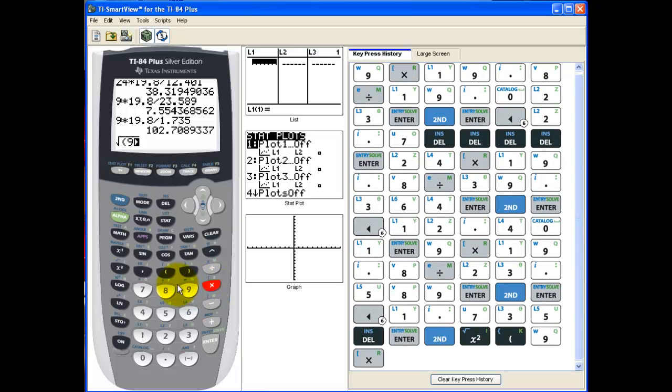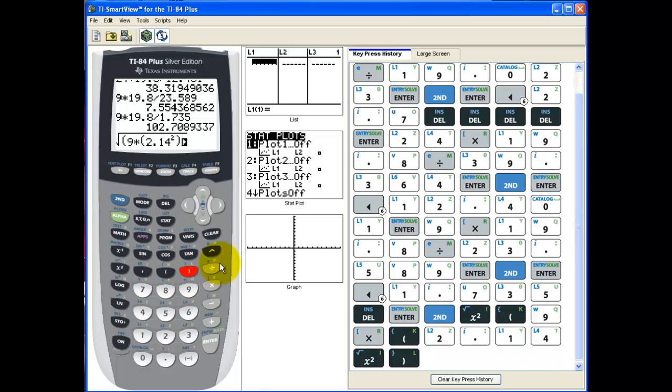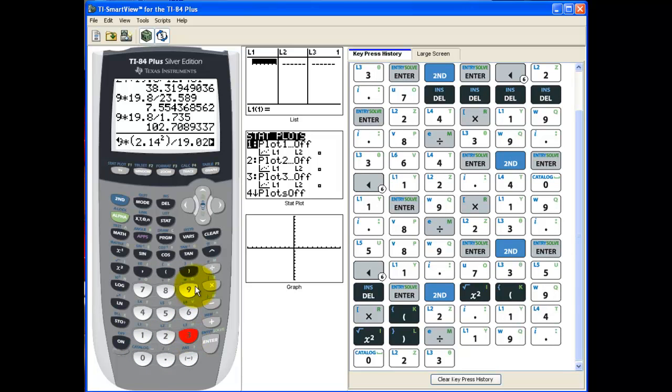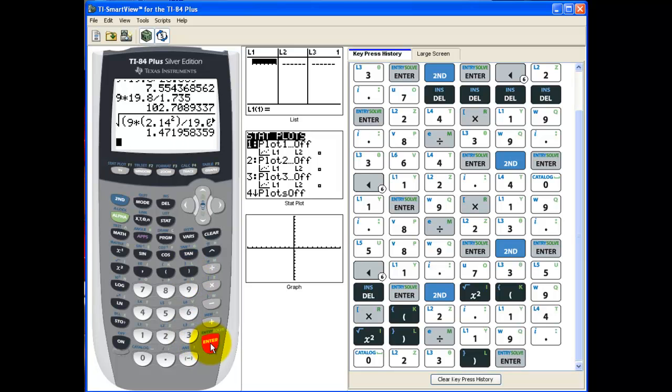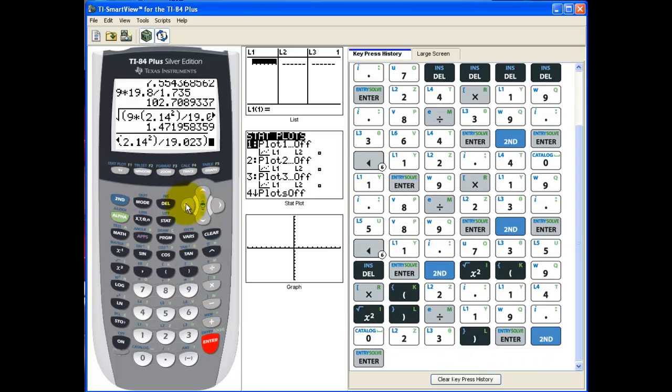And then we need to multiply that by the sample standard deviation and square it. So we put in 2.14. And let's square that. And then we need to divide that by, for the lower limit, chi-squared right. So 19.023. Anyway, there's the value.